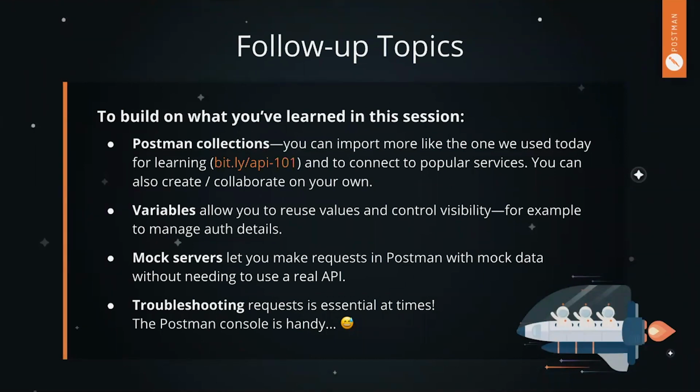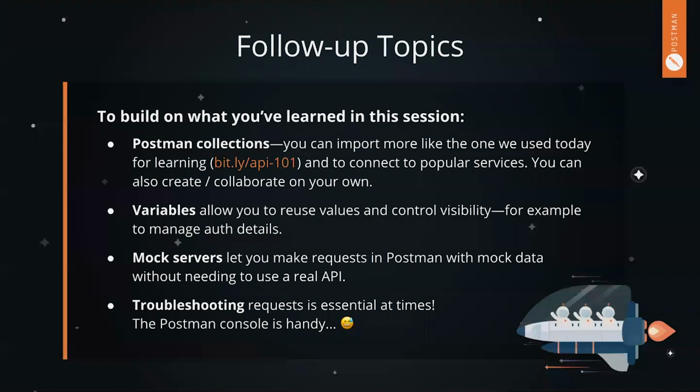Collections are actually the gateway to a lot of the more advanced features in Postman, like collaboration. So those are quite handy to know about. Variables: we saw one variable in the collection that we had there for the URL. You can reuse values using variables, and they're quite commonly used for authentication, where you might want to be careful about exposing API keys and credentials and that sort of thing. So variables are quite handy for that.